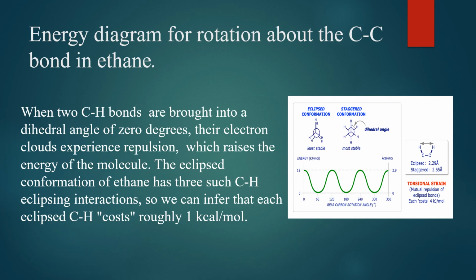When two carbon-hydrogen bonds are brought into a dihedral angle of 0 degrees, their electron clouds experience repulsion, which raises the energy of the molecule. The eclipsed conformation of ethane has three such carbon-hydrogen eclipsing interactions, so we can say that each eclipsed carbon-hydrogen costs roughly 1 kilocalorie per mole.